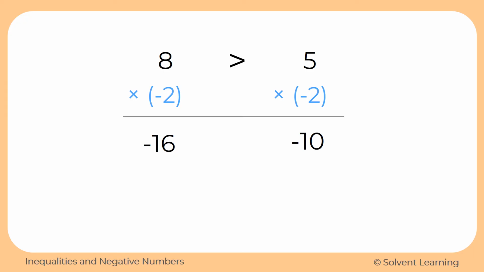And now let's see what symbol should go in the middle. Well, -16 is less than -10. It's more negative, so that means it's a smaller number. So we'll need to use the less than symbol.